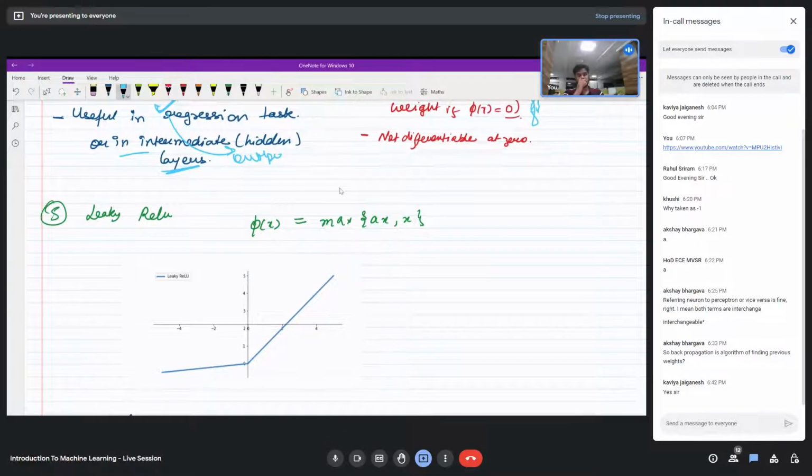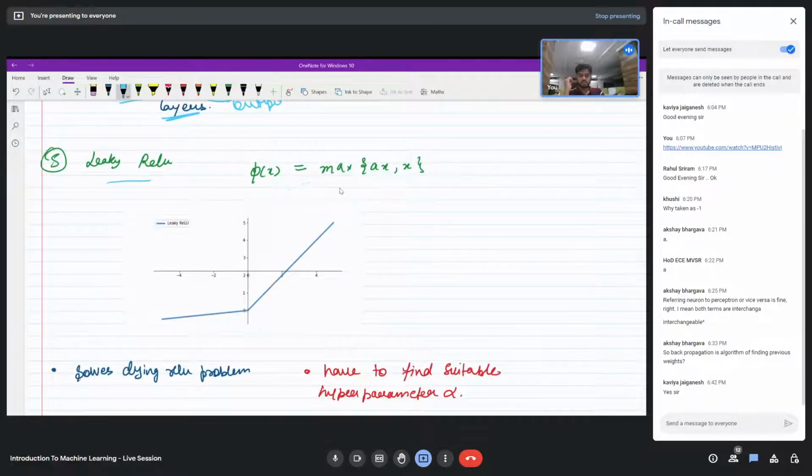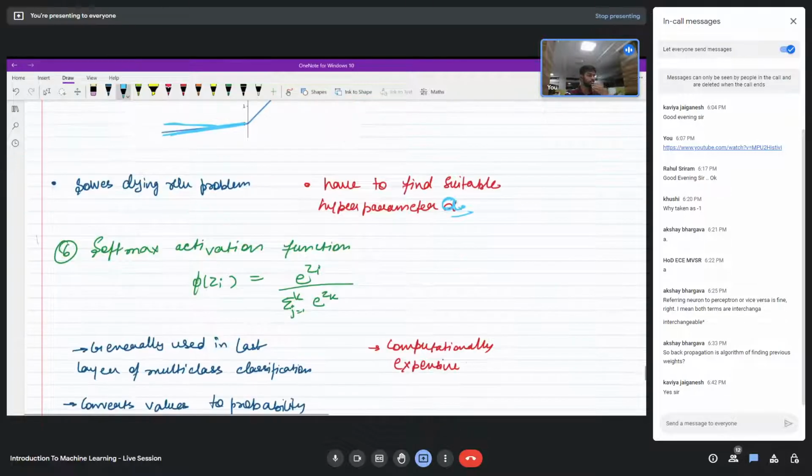To overcome this, we have a variant of it called the leaky ReLU function. In this, rather than choosing 0, we take a very small a and we take ax over here. Okay, so we take a very small negative slope. This way, we avoid the 0 thing, so it solves your dying ReLU problem. But it now comes up with a new problem: how do you fix this a? Fixing this hyperparameter a is not very easy. So this is a modification of ReLU, but it comes with another problem.